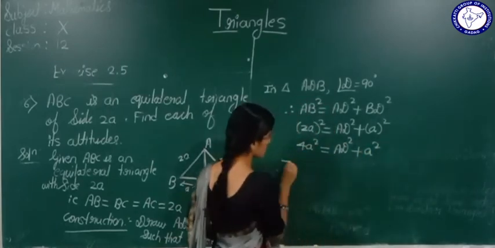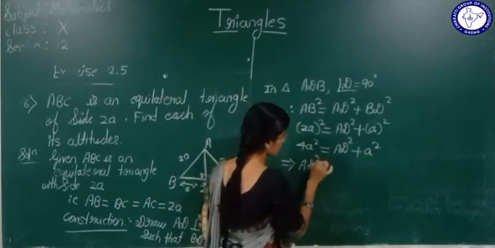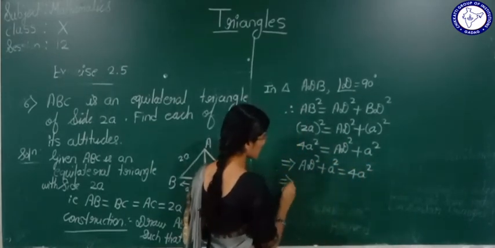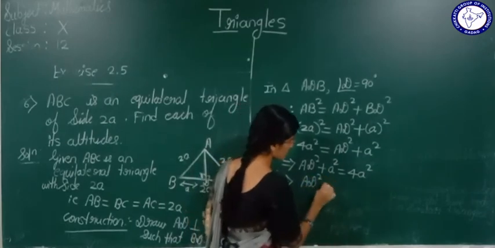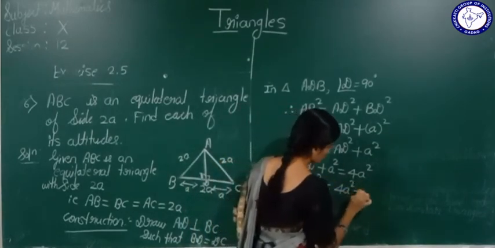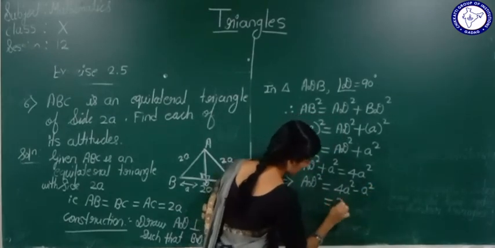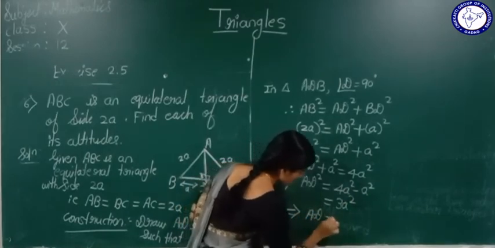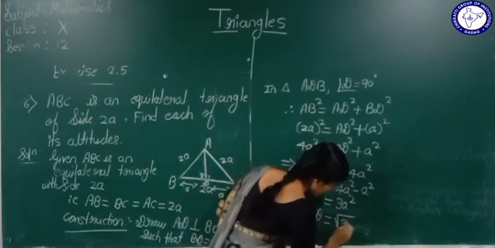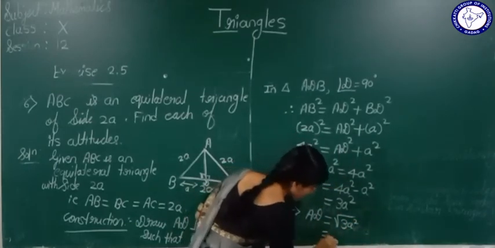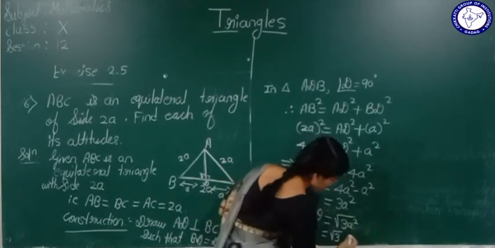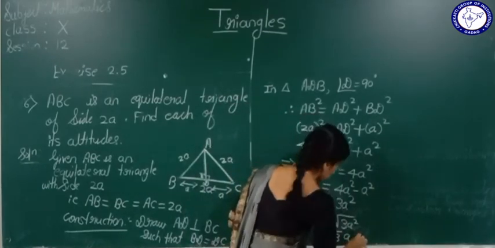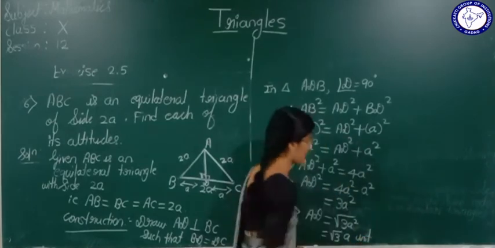square. So this implies AD square plus A square is equal to 4A square. So this implies AD square is equal to 4A square minus A square. It will be 3A square. So this implies AD is equal to square root of 3A square. It will become root 3. Square root of A square is A. Root 3 into A unit we will write. Okay.